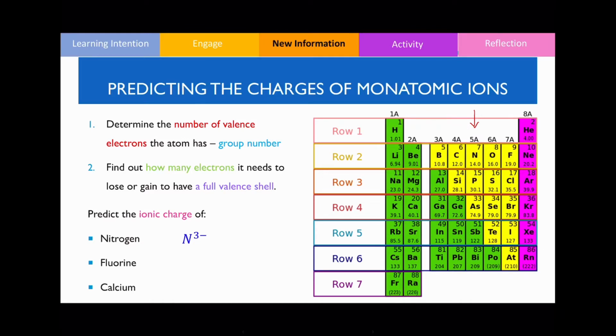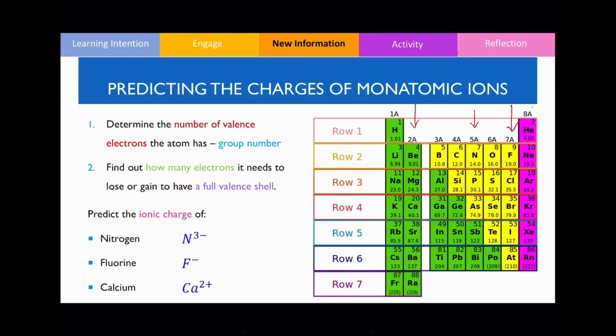For fluorine, fluorine is found in group 7 over here, so it's a halogen. It's got 7 valence electrons. It needs 1 extra electron for it to have a full outer shell, so you'd write this as F^-, and the 1 is a default. It's implied. You don't have to write down the 1 at all. And for the last one, calcium, calcium is found in group 2, so it's going to be Ca^2+.